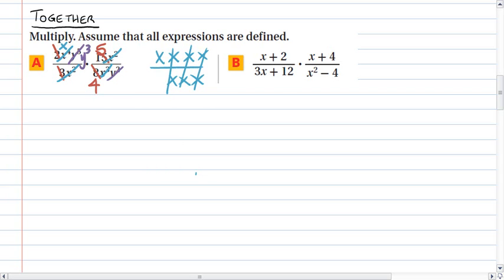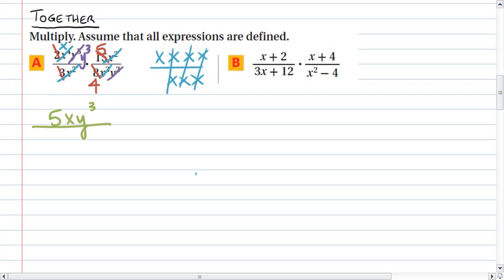So the work for this looks messy, but the way I have done it, there are certainly other ways that you could probably make it look better. But now we're looking for what we have left over. We have an x, y to the 3rd, and a 5 on the top. So I'll write that 5x, y to the 3rd.